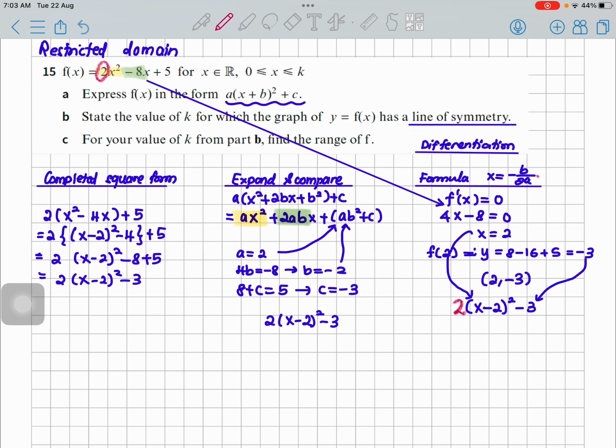And what is the meaning of this formula? You can use the formula to get your x value. You see, your b value is negative 8. And your a value is 2. So if you do that, you get the x and the rest follows the same.